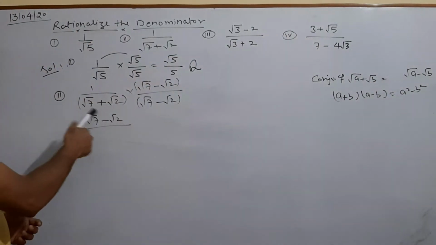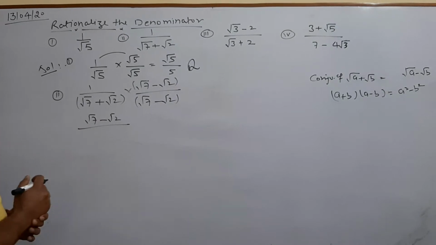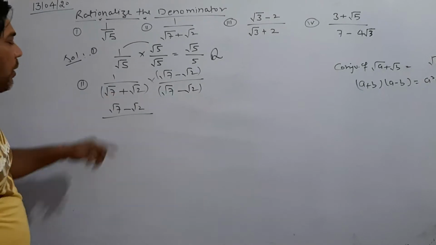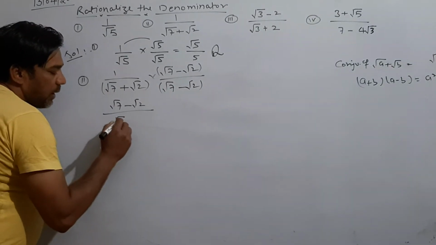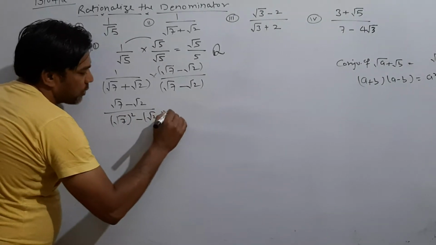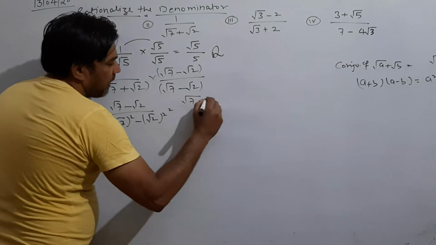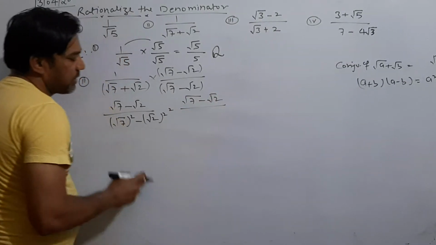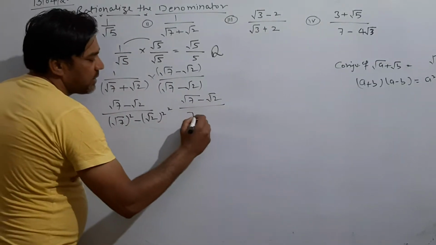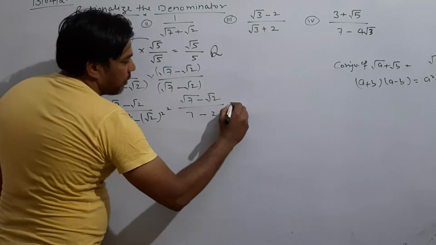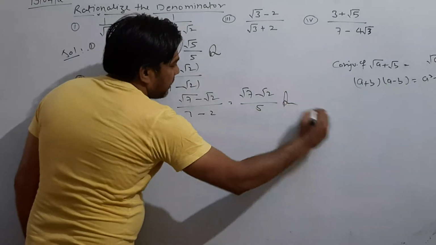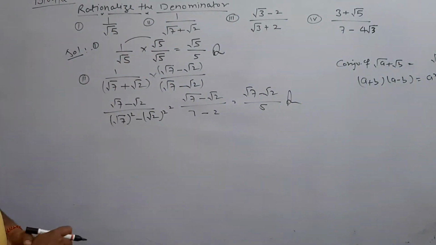If we compare these terms with the identity, we clearly observe that in the place of a we have under root 7 and in the place of b we have under root 2. So it would be a square minus b square, that means under root 7 whole square minus under root 2 whole square. When we solve them, the numerator part would be the same. Root 7 whole square means 7, root 2 whole square means simply 2. Then under root 7 minus under root 2 upon 7 minus 2, which is 5. This is your answer. Got it?